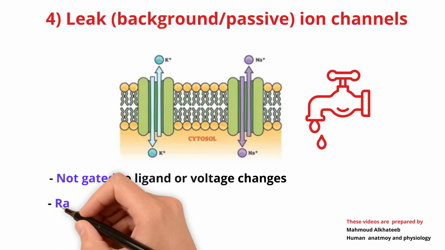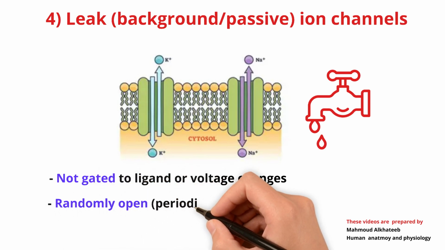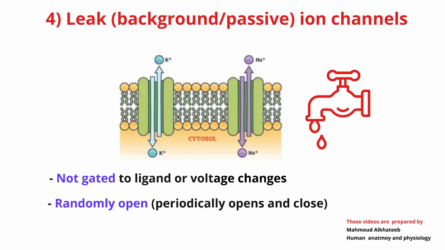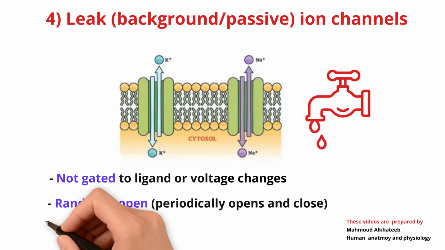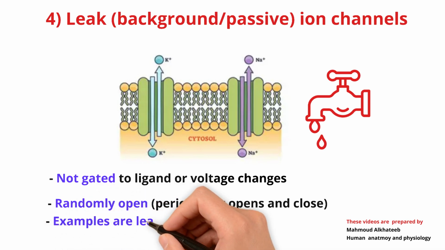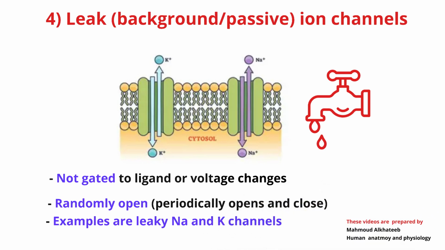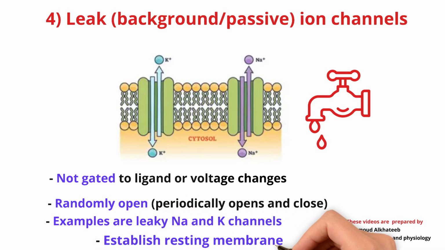Instead, they are randomly gated, meaning they periodically open and close based on an intrinsic rate or random fluctuations. While leak channels are not fully open all the time, they allow ions such as potassium and sodium to passively diffuse through the membrane, following their concentration gradients. This continuous movement of ions helps establish the resting membrane potential in excitable cells, like neurons and muscle cells.